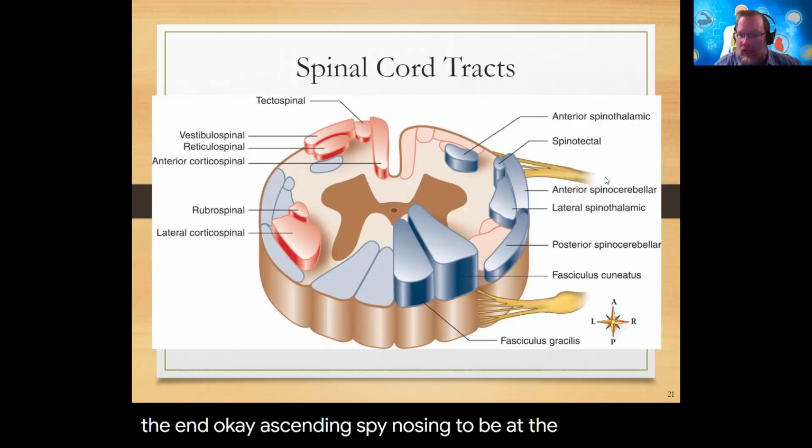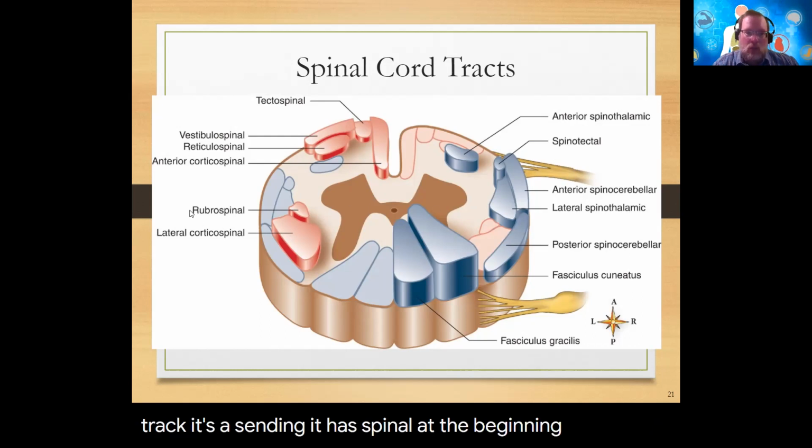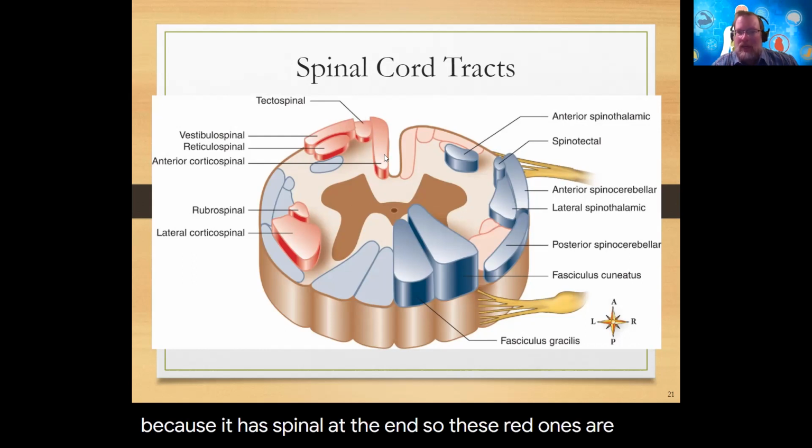So is spinotectal an ascending tract or a descending tract? It's ascending. It has spino at the beginning. Is rubrospinal a descending or ascending tract? It's got to be descending because it has spinal at the end. So these red ones are descending tracts.